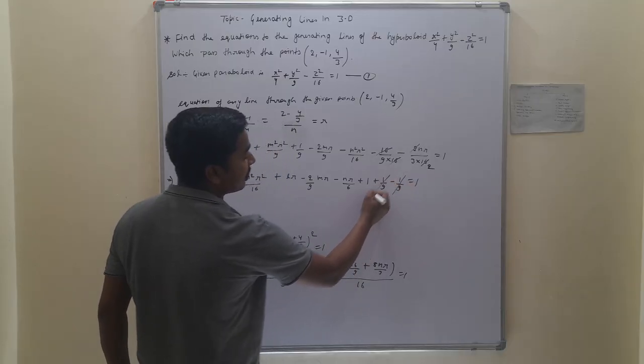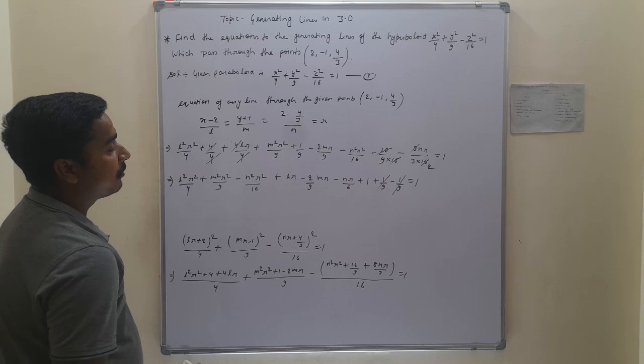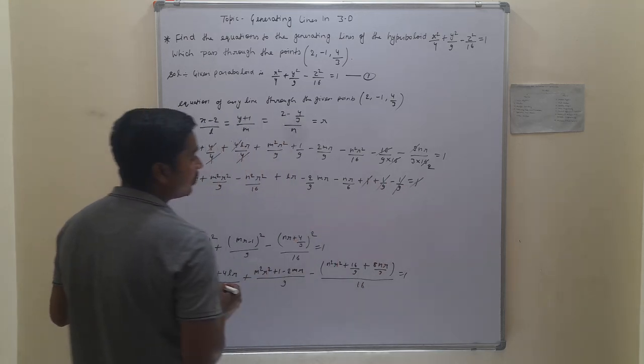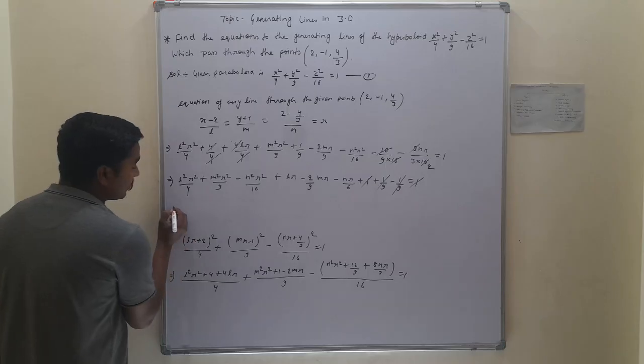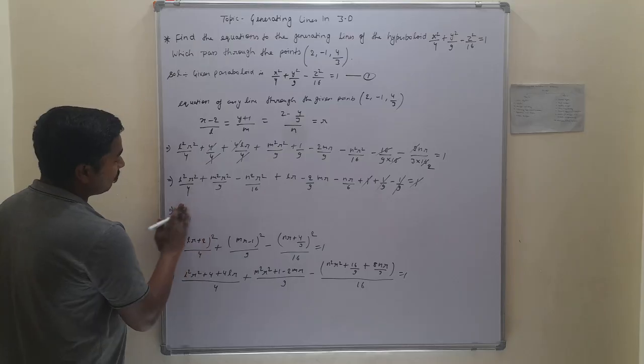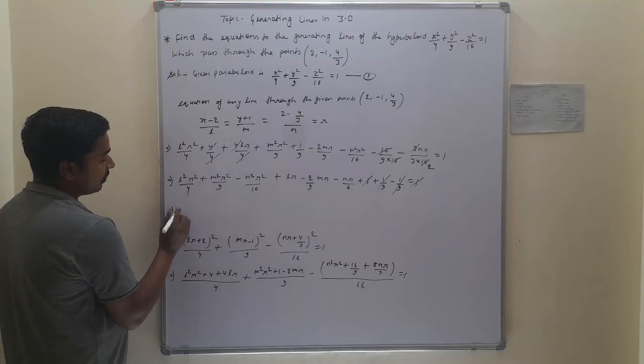Minus of 1 by n and plus of 1 by n cancel out, and 1 is taken equal to 0. The 1 to 1 also cancel out, and the remaining is l square into r square by 4. From here we have to take common r square.